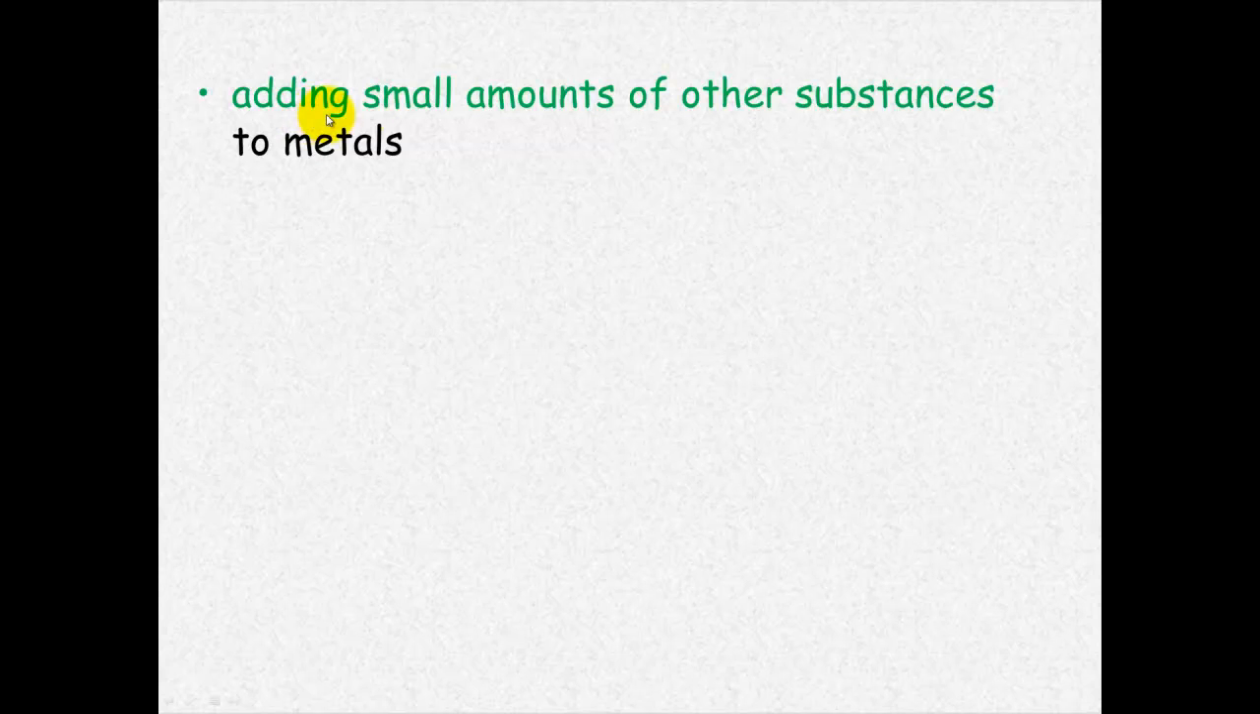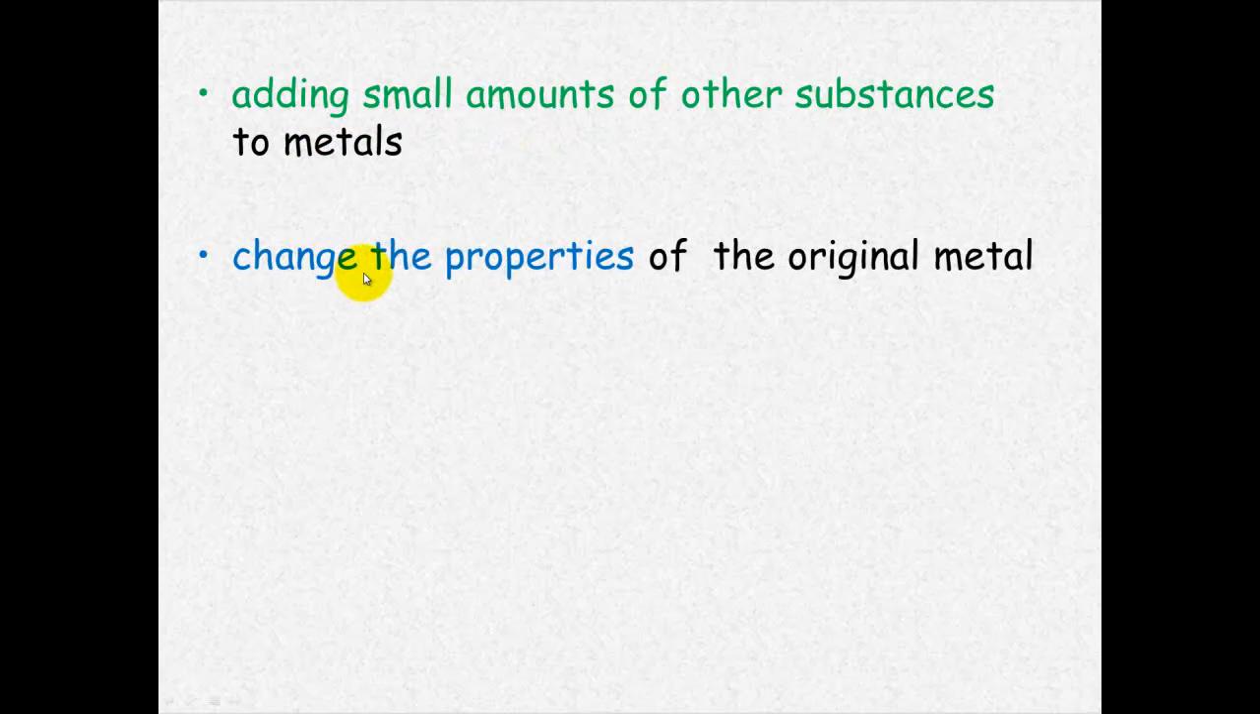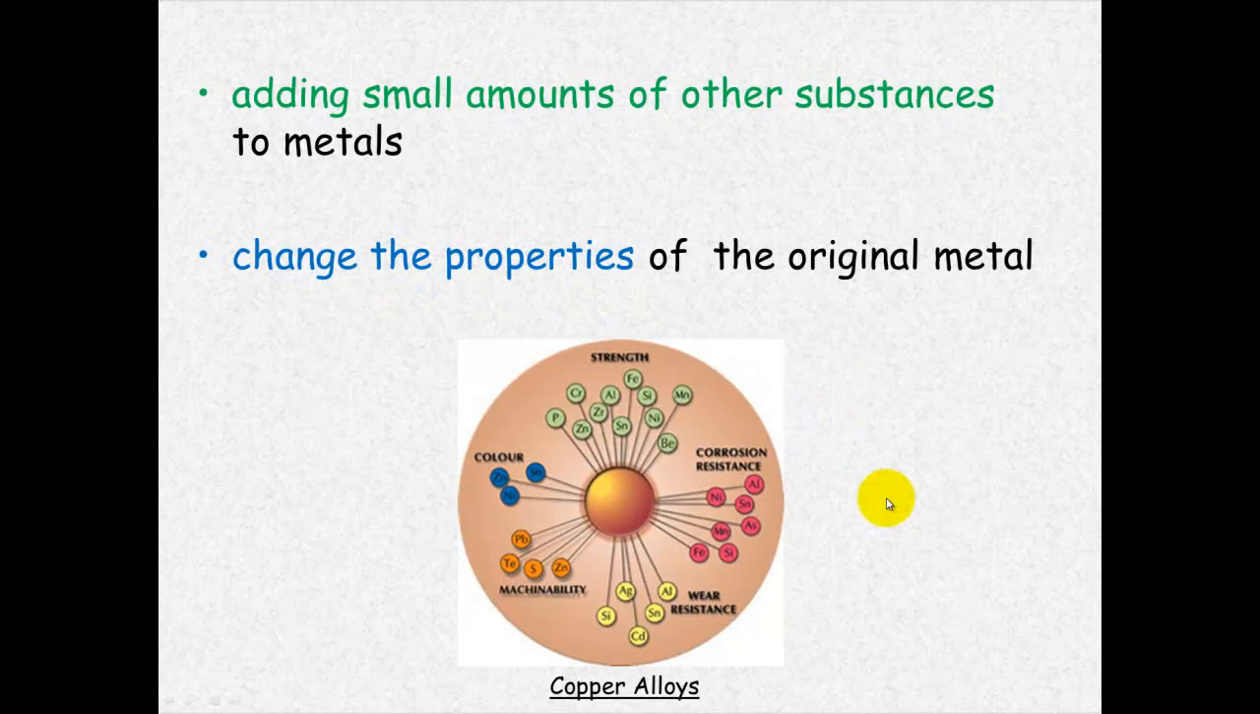So alloys involve adding small amounts of other substances to metals, and this changes the properties of the original metal. You can see here, this is a copper alloy, and this is what happens when you mix all of these different elements with copper. If you want to increase strength, you'd add these elements. If you want to change the colour, you'd add these elements. Corrosion resistance, you'd add these, and so on.